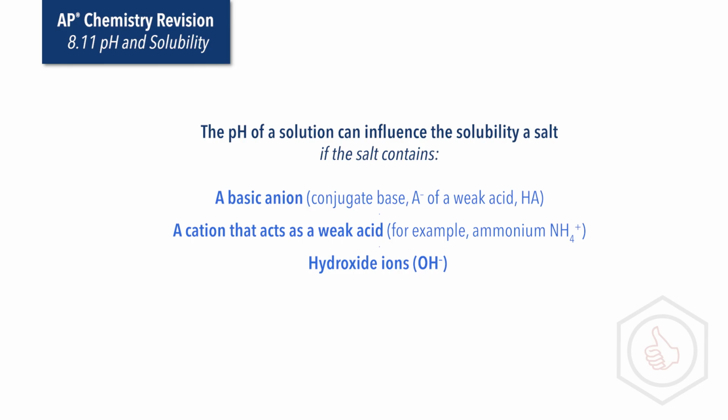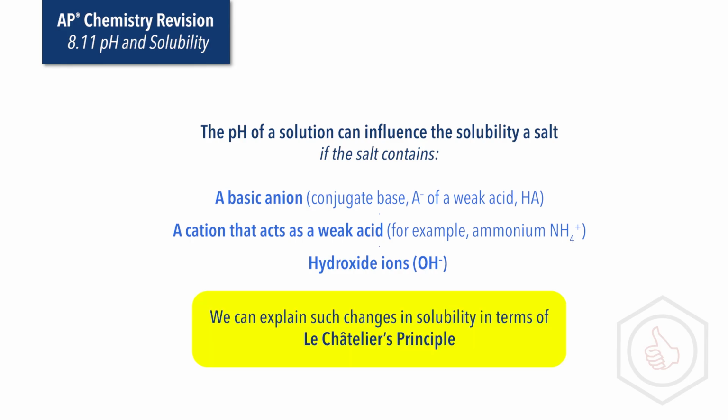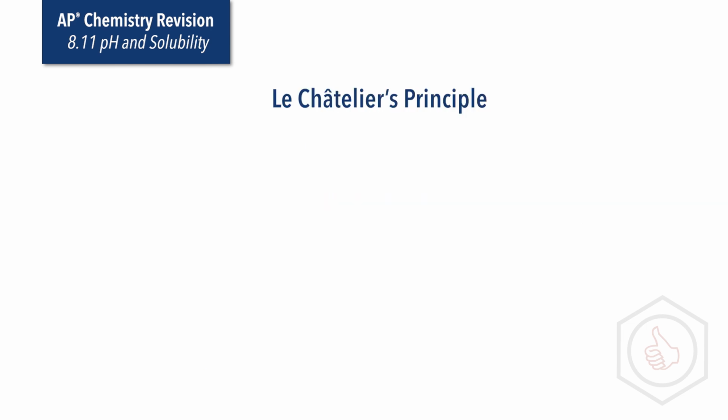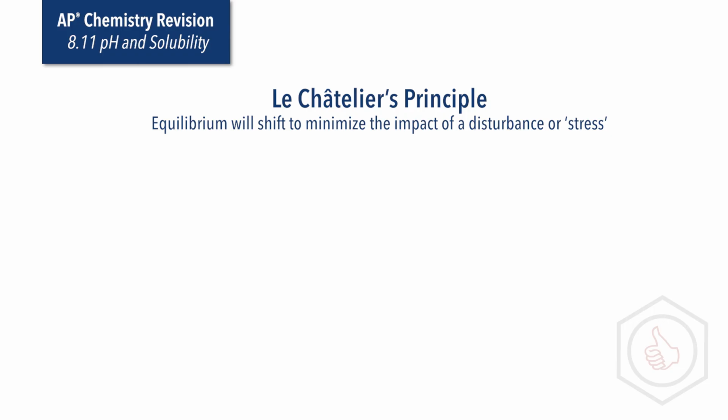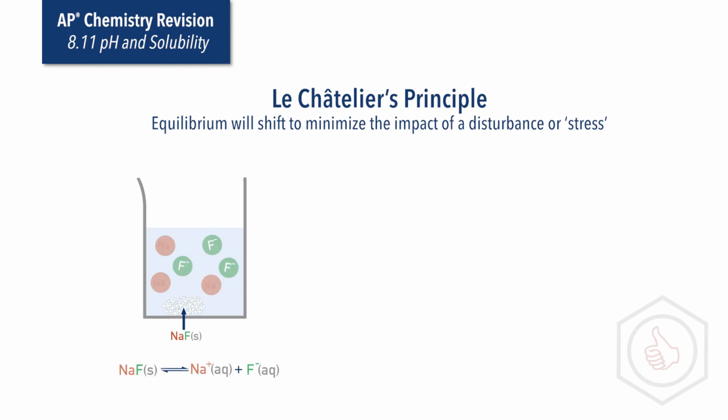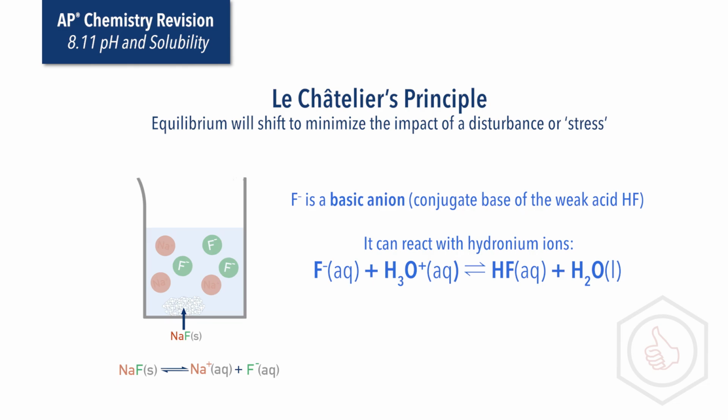We can explain such changes in solubility in terms of Le Chatelier's principle, covered in topic 7.9. Le Chatelier's principle states that a system at equilibrium will adjust to minimize the impact of a disturbance or stress. For example, when sodium fluoride dissolves in water, an equilibrium is established between NaF, Na+, and F-. Because F- is a basic anion and the conjugate base of the weak acid HF, it can react with hydronium ions to form HF and H2O, forming an equilibrium system.